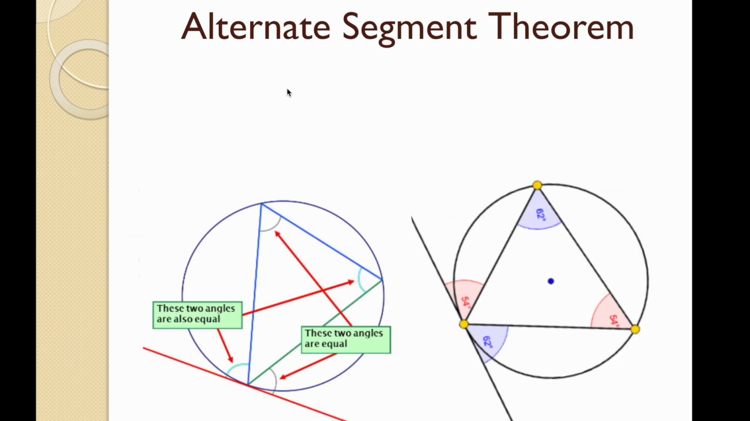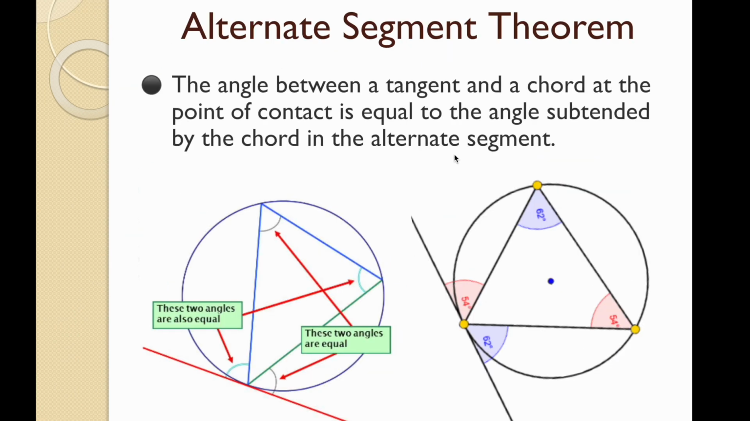So we're continuing from this. So we have the alternate segment theorem. This here, the angle between a tangent, so this is a tangent here, and a chord. So this is a chord here, for instance, right? So the angle between that tangent and that chord at the point of contact is equal to the angle subtended by the chord in the alternate segment.